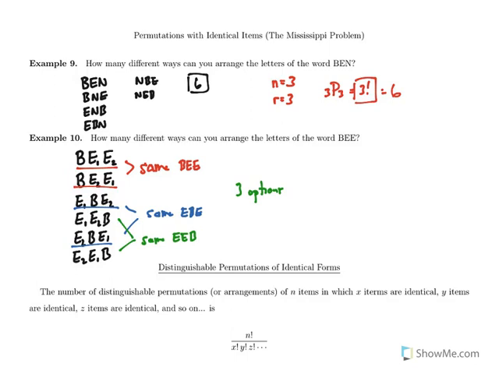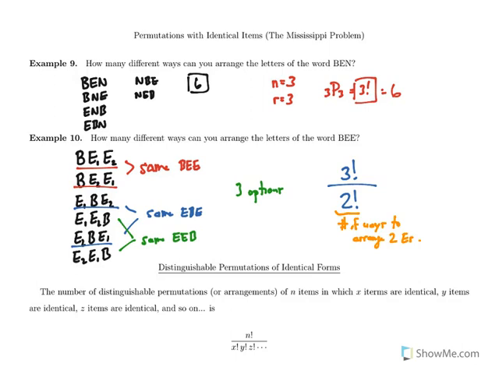What we're really doing here is we're taking the total amount of options, 3 factorial, and we are dividing by 2 factorial. And the 2 factorial here is the number of ways to arrange the 2 E's. Right? Do we go E1, E2, or E2, E1? We're just going to divide by that similarity.